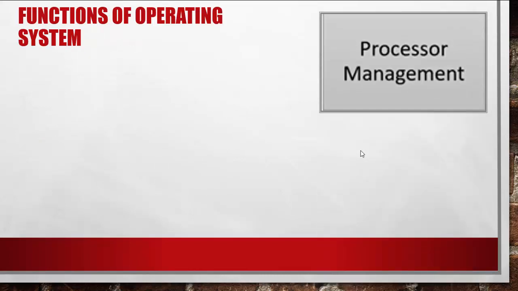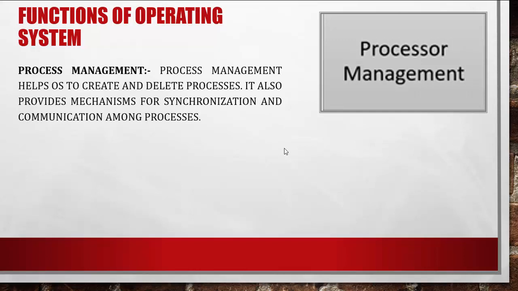So the first function of operating system is processor management. Okay, so process management helps operating system to create and delete processes. It also provides mechanism for synchronization and communication among processes. Whenever you start your PC or your laptop, and whenever you start any new process, say for example, if you are just opening the Word file or playing the MP3 file or video file, that kind of process management is performed using processor management.